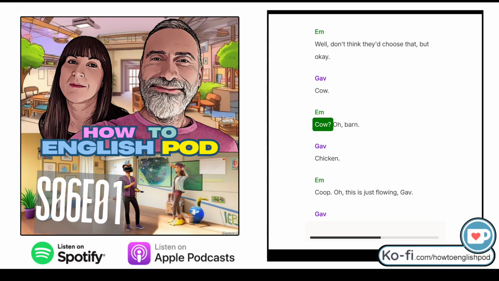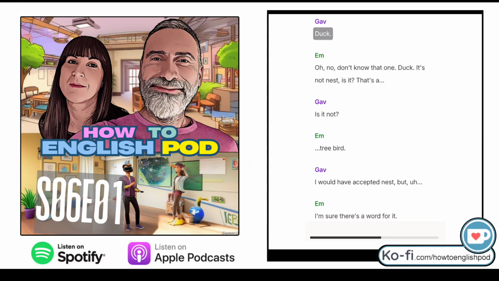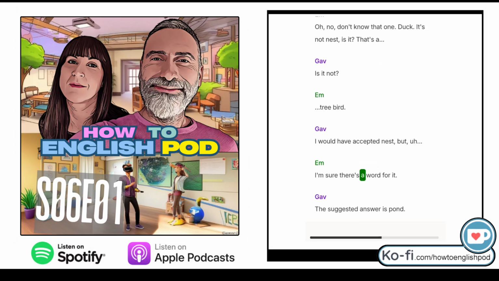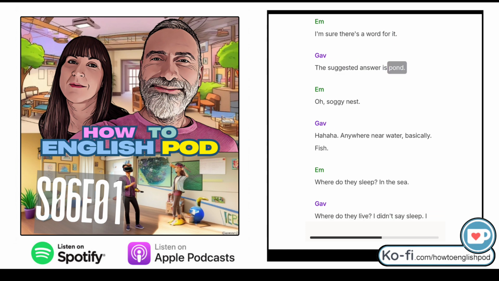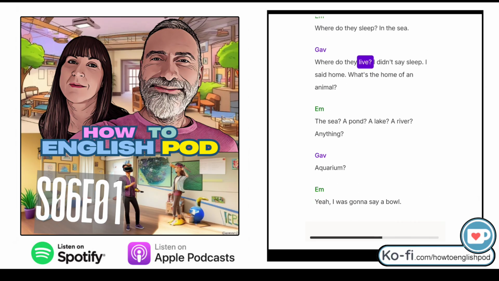Cow. Barn. Chicken. Coop. Oh, this is just flowing, Gav. Duck. Oh, no. Don't know that one. Is it not a nest? That's a tree bird. I would have accepted nest, but I'm sure there's a word for it. The suggested answer is pond. Oh, soggy nest. Anywhere near water, basically. Fish. Where do they sleep? In the sea. Where do they live? I didn't say sleep.